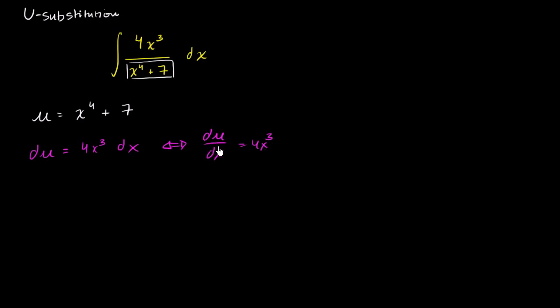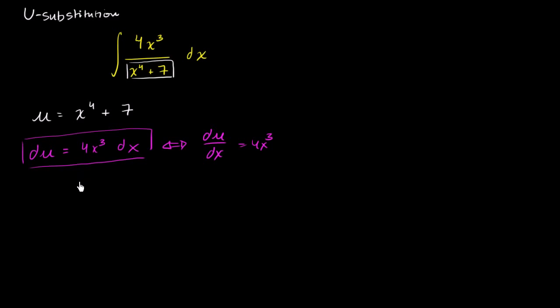When someone writes du over dx like this, it's really a notation to say the derivative of u with respect to x. It really isn't a fraction in a very formal way, but oftentimes you can pseudo-manipulate them like fractions. So if you wanted to go from here to there, you could pretend that you're multiplying both sides by dx. But these are equivalent statements, and we want to get it in differential form in order to do proper u substitution.